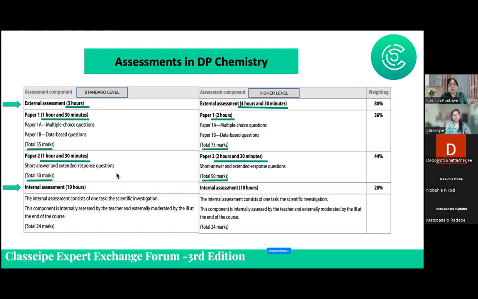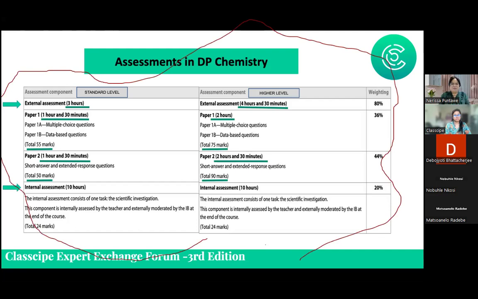Now, looking at this too, the difference between standard level and higher level would just be the length of the exam, and of course, the number of marks. So you can see for the external assessment, for standard level, that would be 3 hours, while the higher level will have 4 hours and 30 minutes. And both of them will have paper 1 and 2. Paper 1 for standard level will have 55 marks. Paper 2 will be 50 marks against higher level having 75 marks for paper 1 and 90 marks for paper 2. Okay.